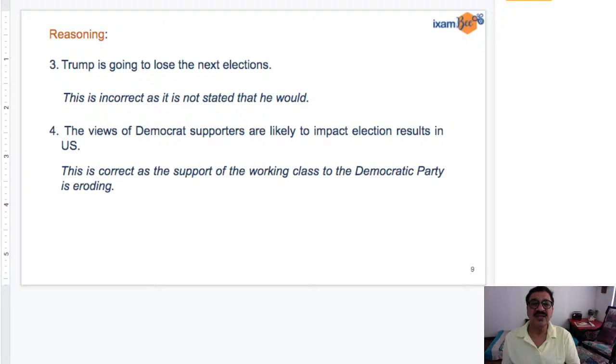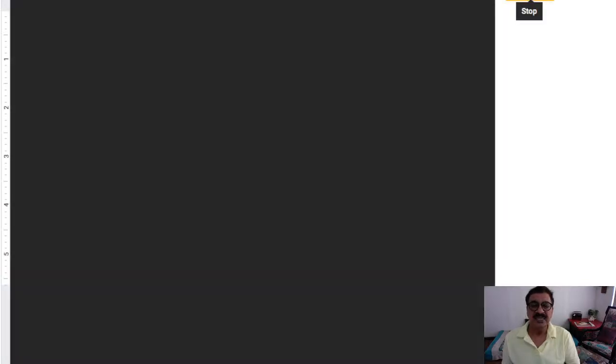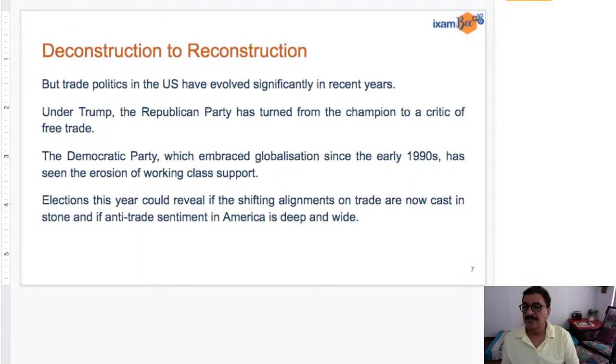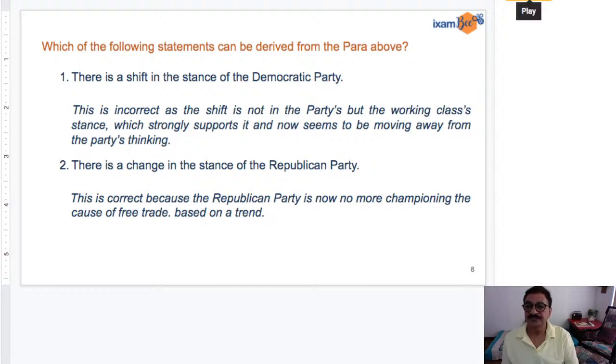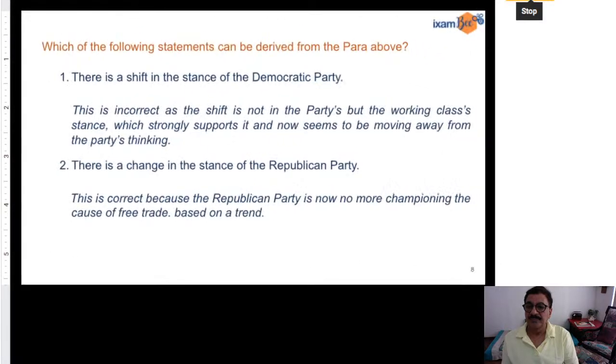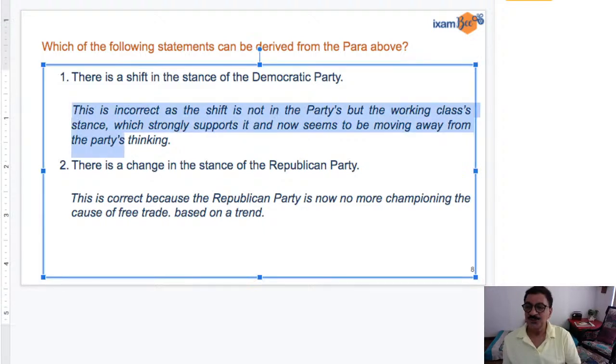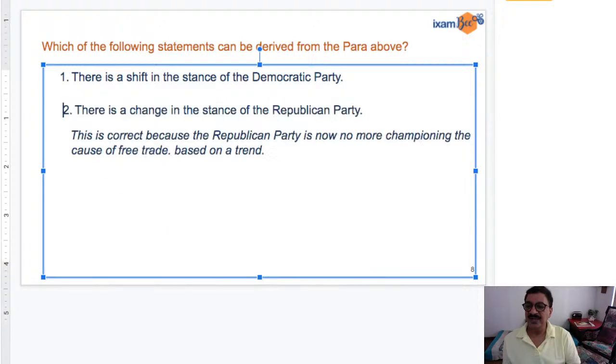Now let's see this. If I share here, if I play this, it may be better for you. Okay, this I'll play. There is a shift in the stance of the Democratic Party. This is what it says. Is this sentence, can we say this from the above para? Yes or no? I've already given the answer here actually, so you will be able to read it, but let me cut the answer.